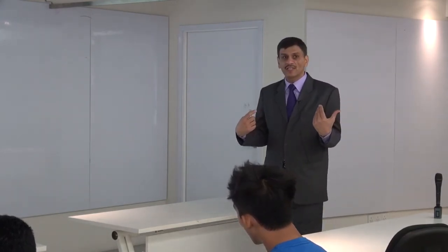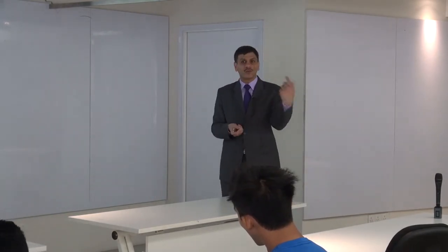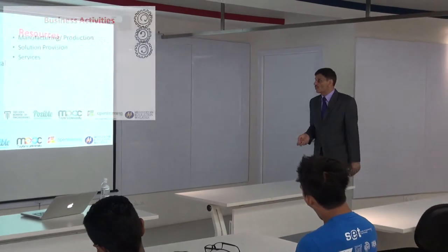Human resources are the workers that you need, the lecturers that you need if you are a university, but also the bakers that you need if you are a bakery, the chefs that you need if you are running a restaurant. The financial resources is the money. So you need money to pay the salaries, you need money to purchase raw materials, and so on and so forth.